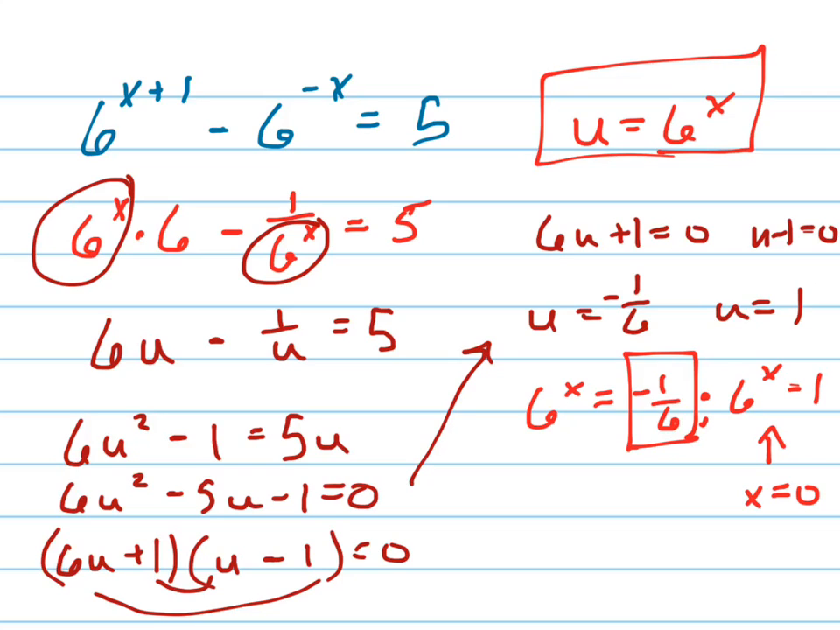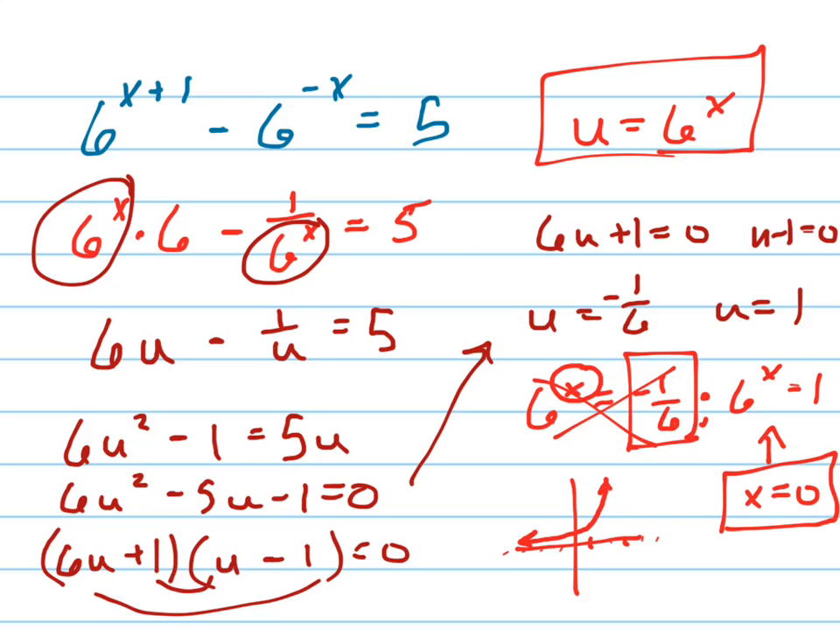Well, let's just think logically about this. Is there anything I can raise 6 to that gives me a negative number? What if I raise it to a negative power, does that give me a negative? No, it doesn't. Remember what the graph of 6 to the x looks like: no matter what I plug in, I'm never going to get a negative number. And so this has no solutions. The other one, 6 to the x equals 1, has a solution of 0.